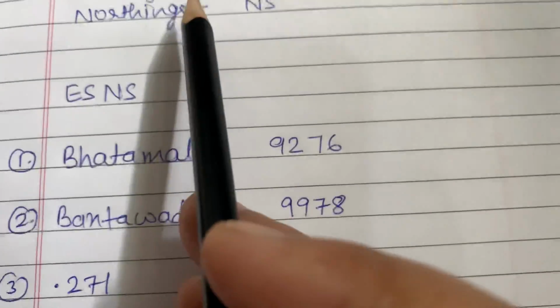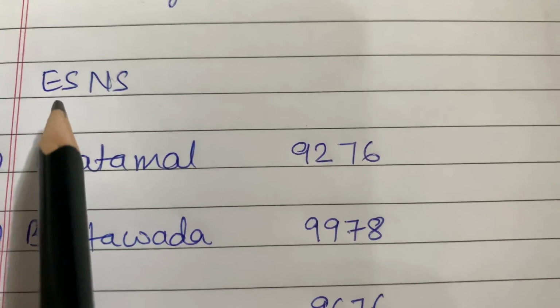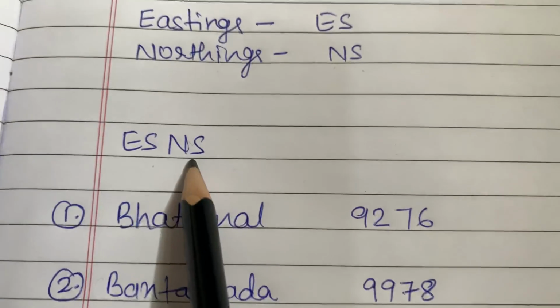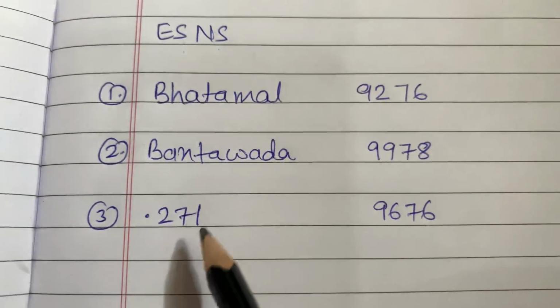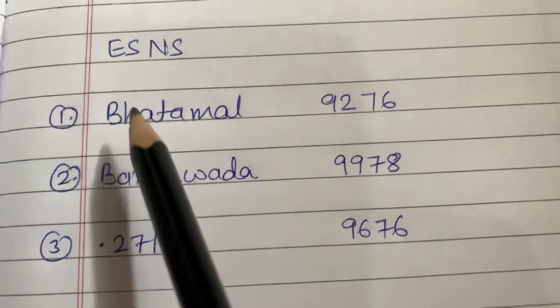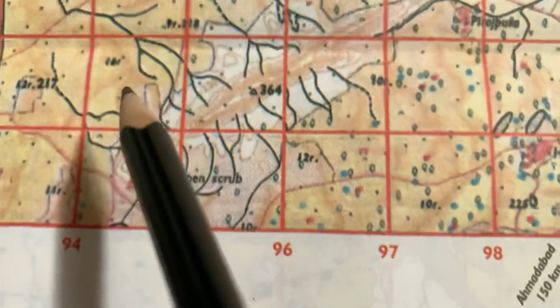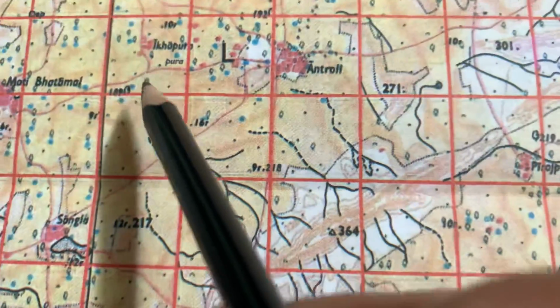In a 4-figure grid reference, we first write down the easting value and then the northings value. I have taken 3 examples to explain. First, I will explain with the help of Bhatamal. I am taking you close to that grid. Bhatamal.